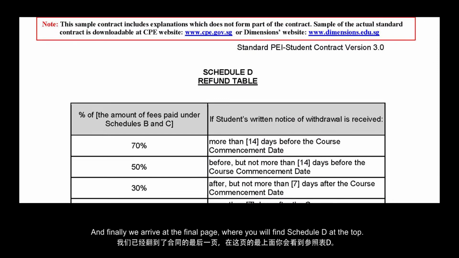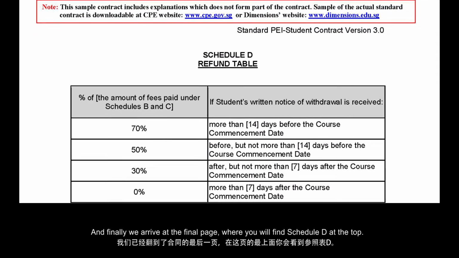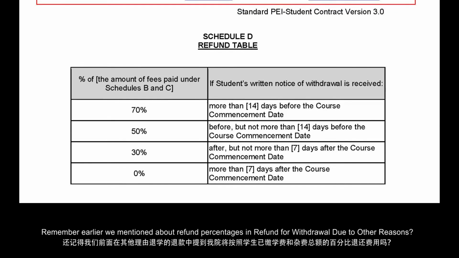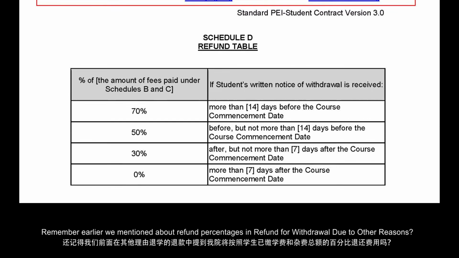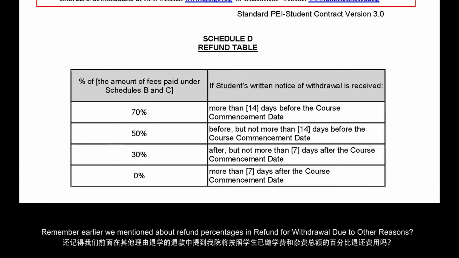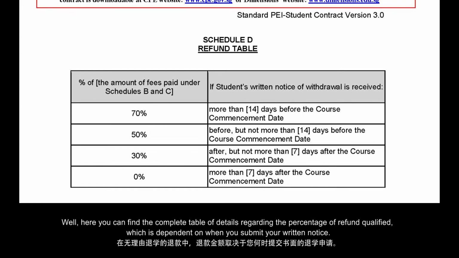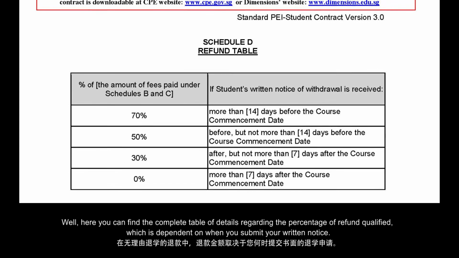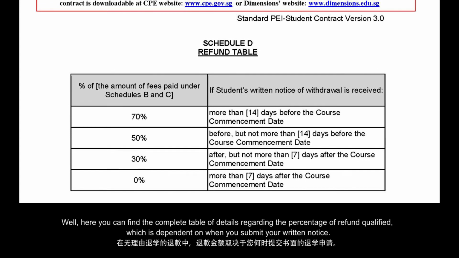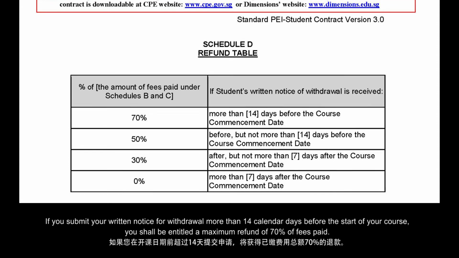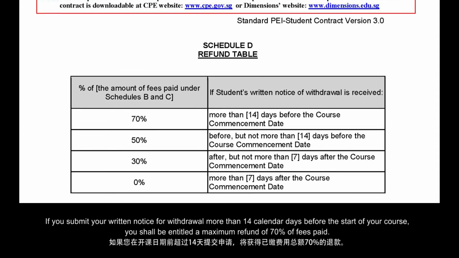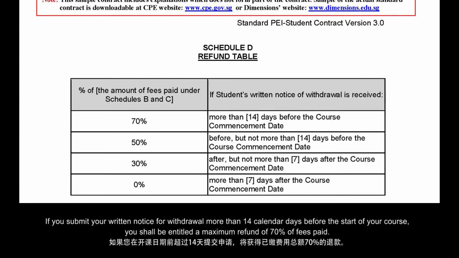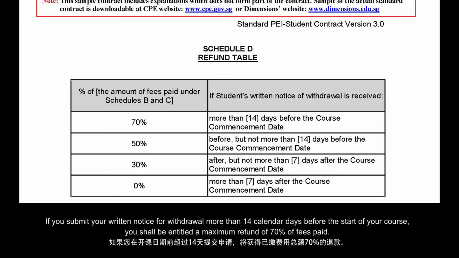And finally, we arrive at the final page where you will find Schedule D at the top. Remember earlier we mentioned about refund percentages in refund for withdrawal due to other reasons? Well, here you can find the complete table of details regarding the percentage of refund qualified, which is dependent on when you submit your written notice. If you submit your written notice for withdrawal more than 14 calendar days before the start of your course, you shall be entitled a maximum refund of 70% of fees paid.